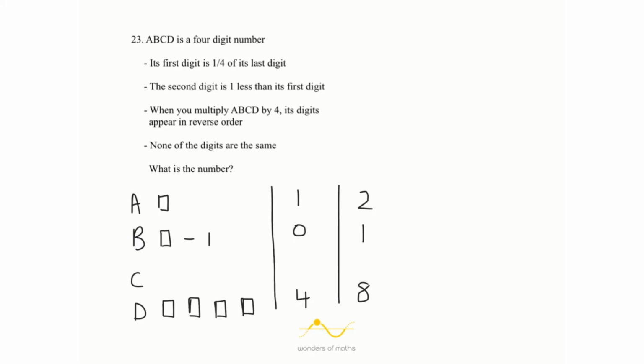We can use trial and error here. The numbers we could try are 3, 4, 5, 6, 7, 9, and 0. What you should come to is that the only number that works here is 7. So our final answer is 2,178.